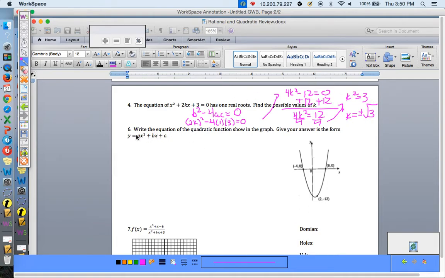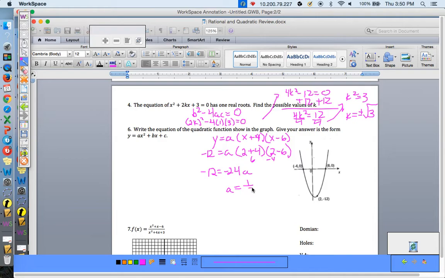And this last one, write it in standard form. Well, we're given our intercepts. So in intercept form, we know in parentheses we have x plus 4 and x minus 6. Then we can use this other coordinate here. When y is negative 12, we can solve for our a because we know x is 2. So this is 6 and negative 4. So we have negative 24a.